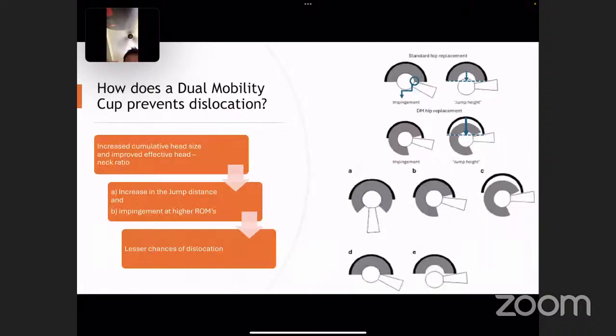How does a dual mobility cup prevent dislocation? Increased cumulative head size and an improved effective head-neck ratio lead to increased jump distance and impingement occurring only at higher extremes of range of motion, leading to lesser chances of dislocation.